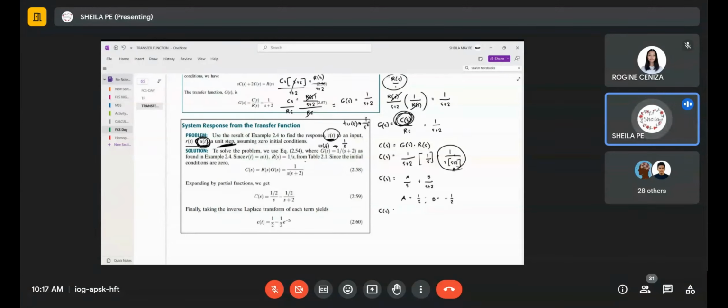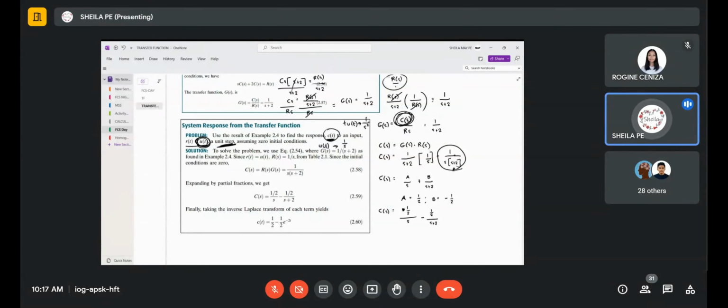So basically, our C(s) is in the form positive 1/2 over s minus 1/2 over s plus 2. Okay. Now, after getting our final C(s), then you take the inverse Laplace.